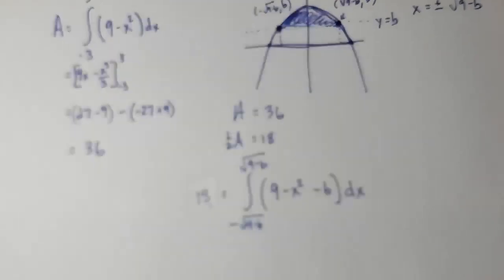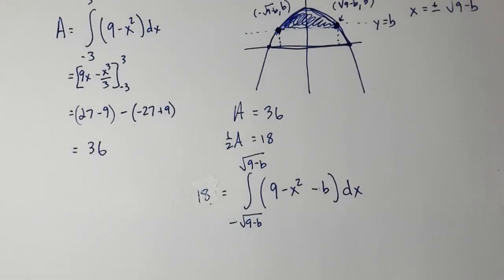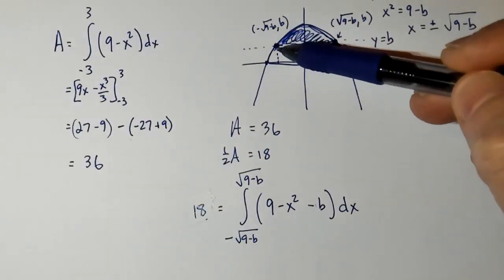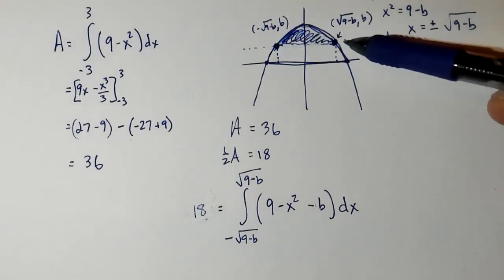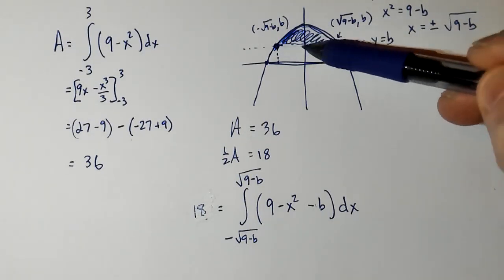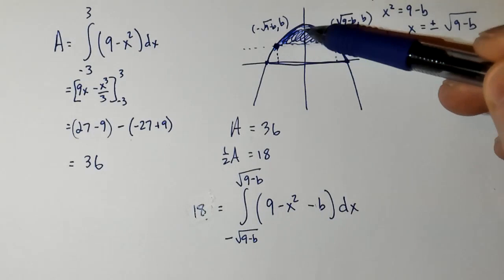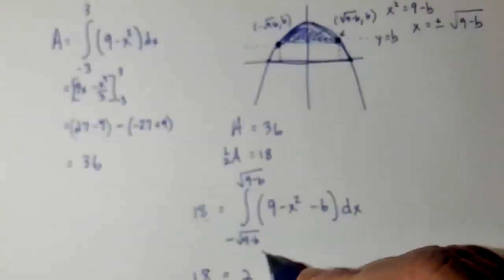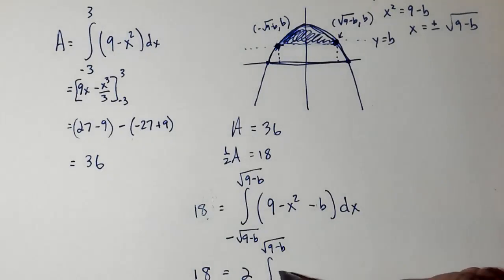And I think we could actually go about this, but I kind of want to make it easier on us. So I said earlier that this is symmetrical. So instead of going from the negative square root of 9 minus b to the positive square root of 9 minus b, I'm just going to go from 0 to square root of 9 minus b and double it because it's symmetrical. So I'm going to make this 18 equals 2 times the integral from 0 to square root of 9 minus b of 9 minus x squared minus b dx.